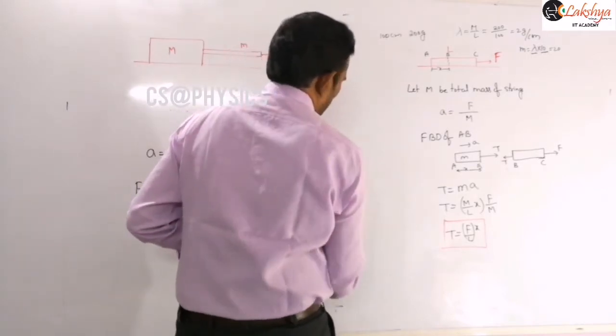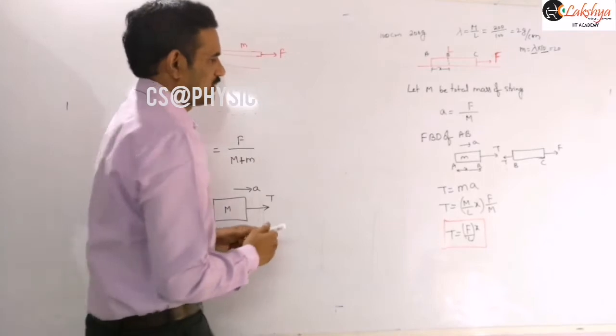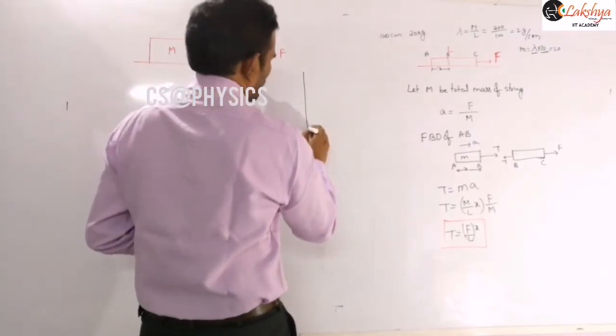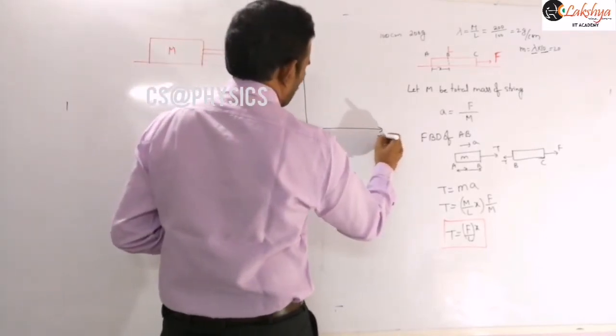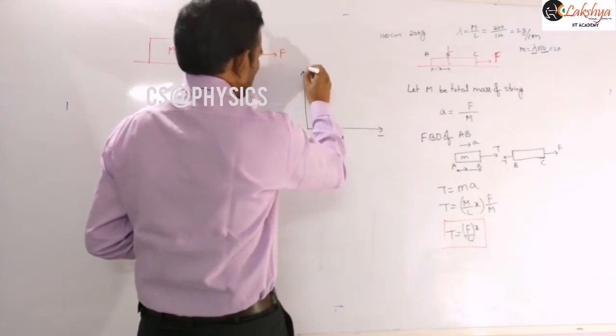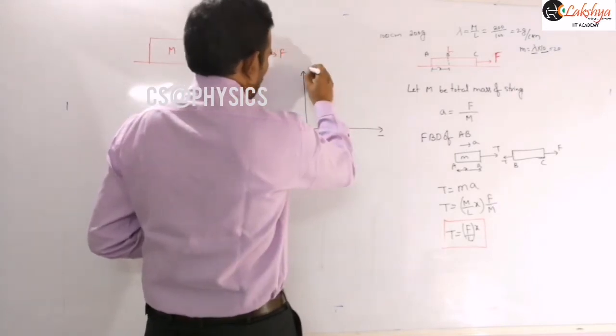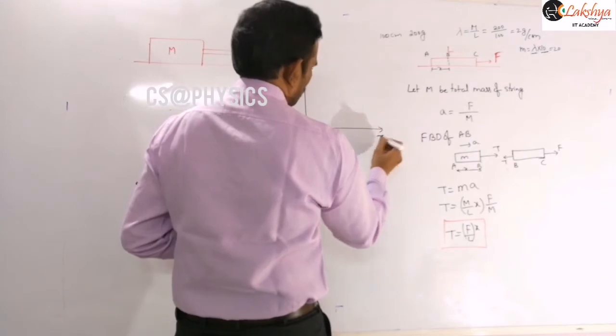Then you will get the graph. Sometimes they may ask about the graph also. If you take the graph between tension versus X, then you will get a graph like this.